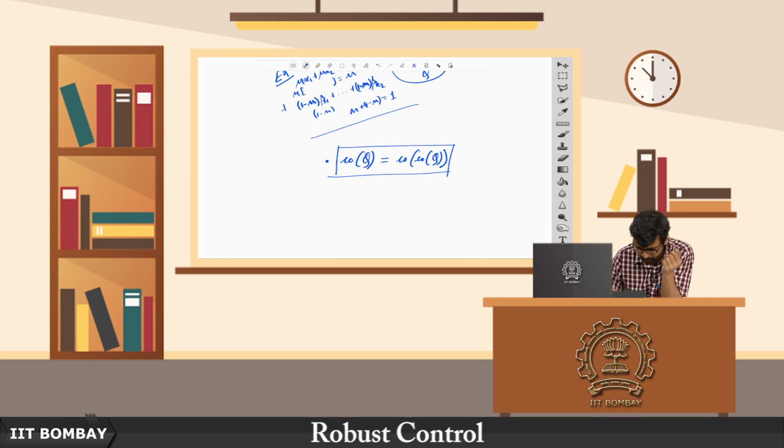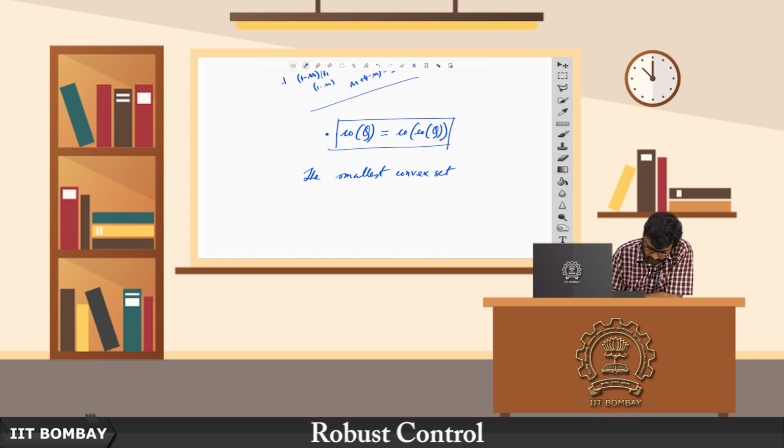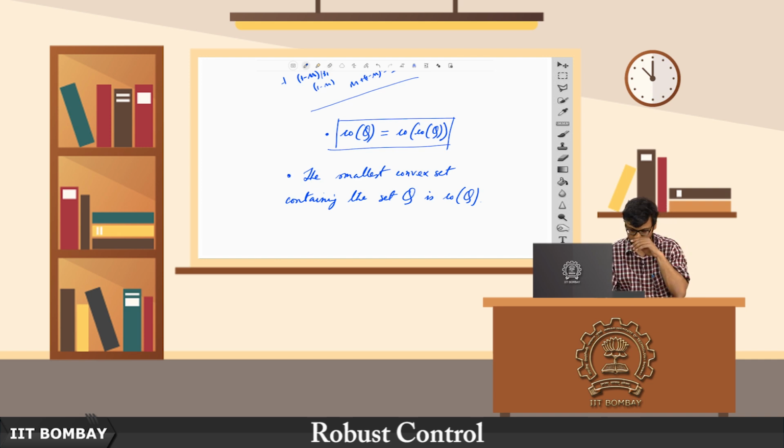I will give you a little bit of a hint on that line. So what this is basically saying is, the smallest convex set containing the set Q is the convex hull of Q, yeah. This is basically the implication. This is basically the important conclusion to draw from this, okay.